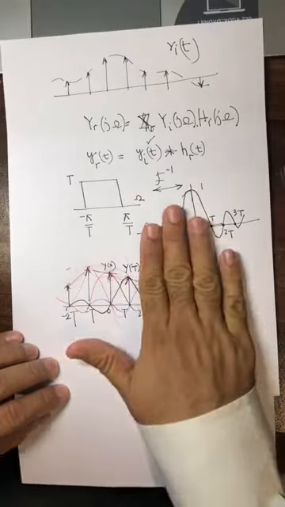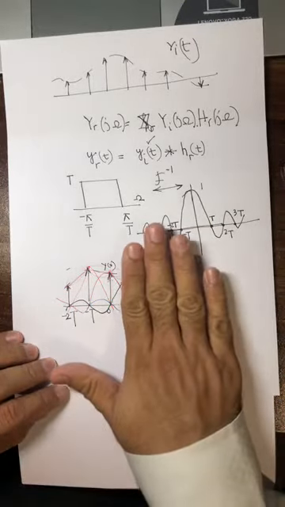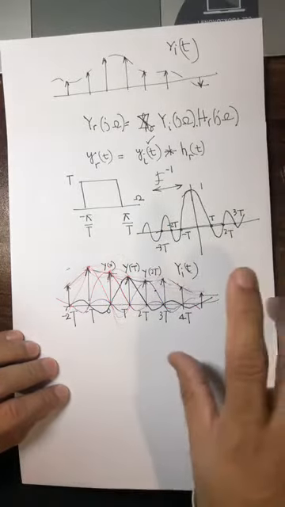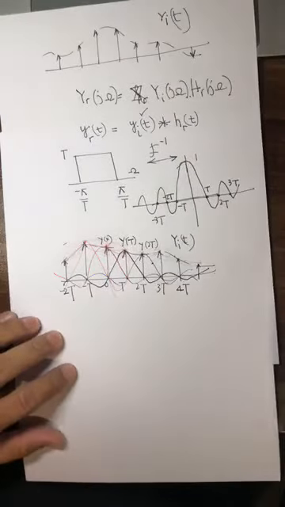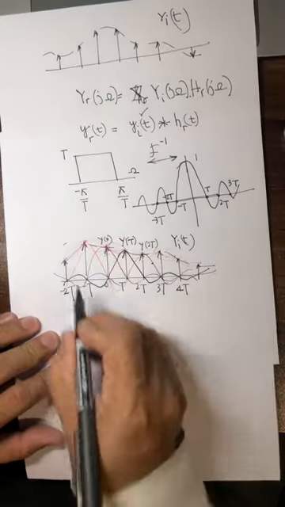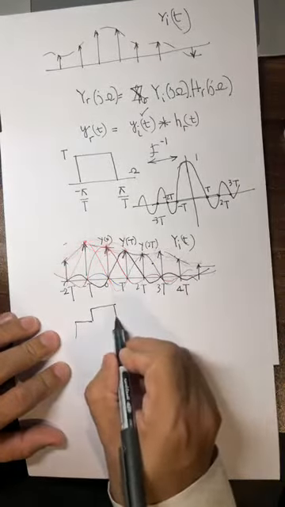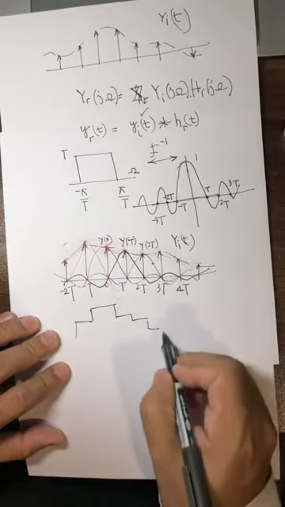This is what is happening in theory, and in actuality, as I have already told you, there is a smoothing filter, because you have a sample and hold. Once you throw out samples, you hold them for some time. So this sample, once you throw it, you hold it for this time. This sample you hold for this time, and this one for this time.